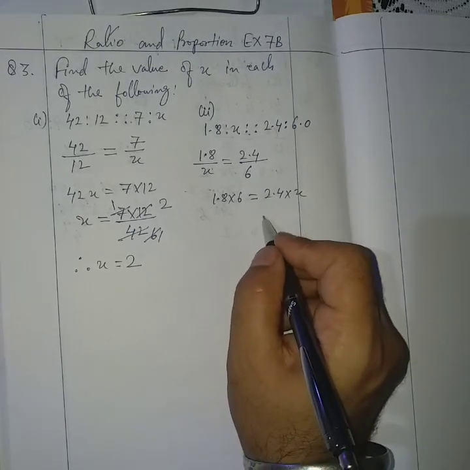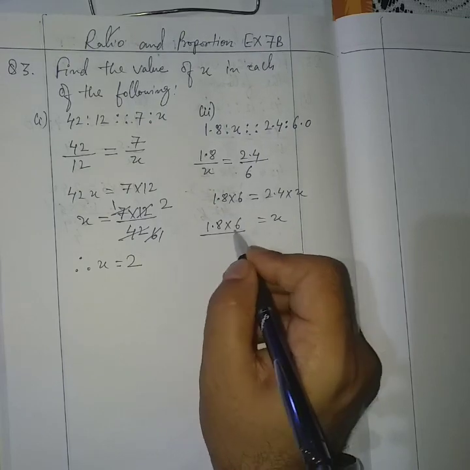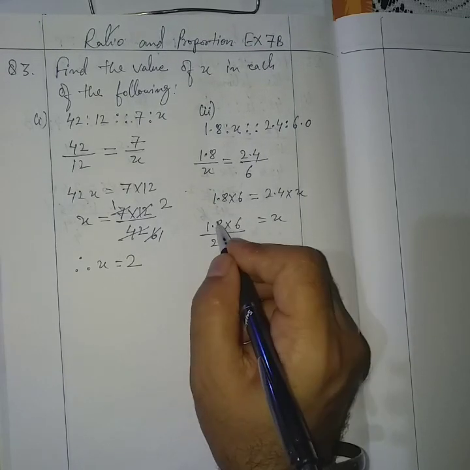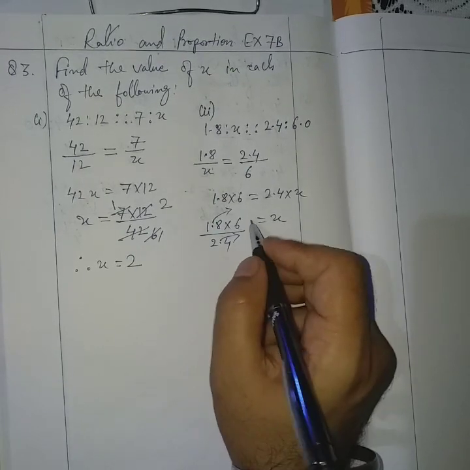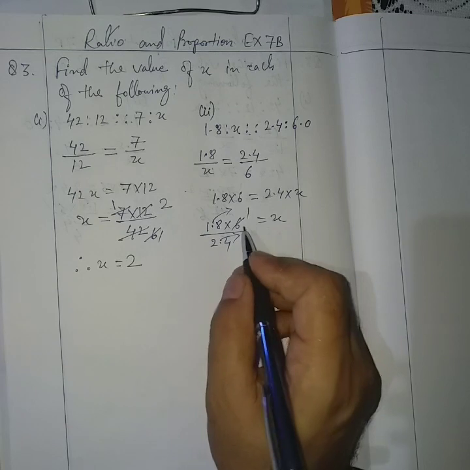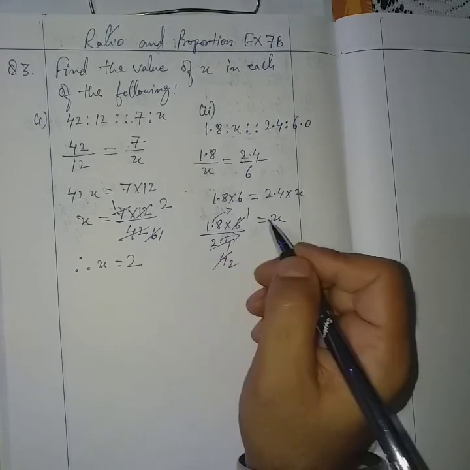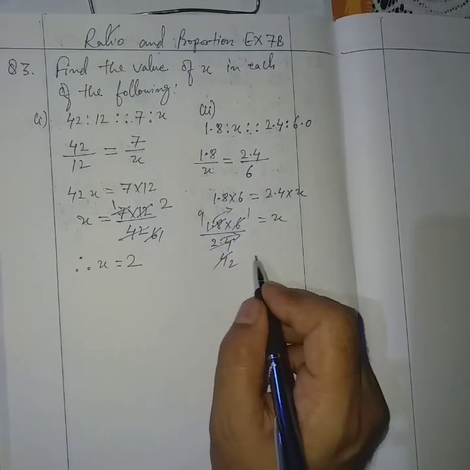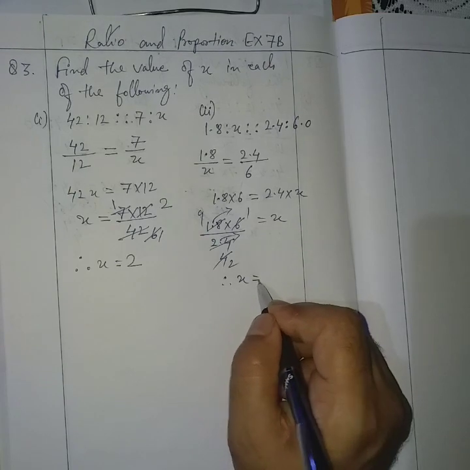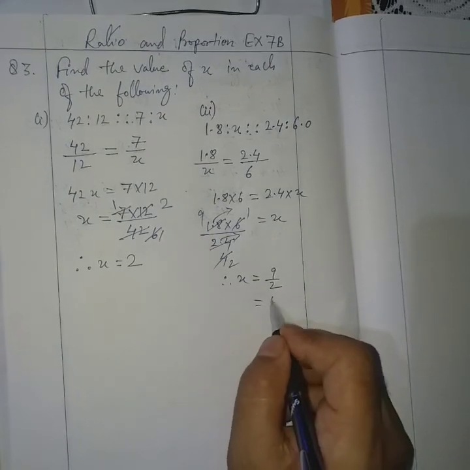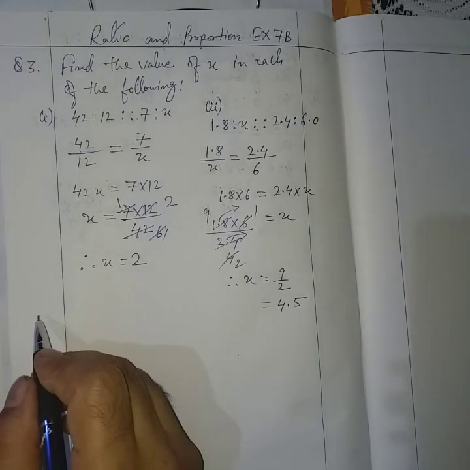So we want x alone. X will be 1.8 into 6 divided by 2.4. This decimal and this decimal cancel. Okay, 6 1s are 6, 6 4s are 24, 2 2s are 4, and 2 9s are 18. So 9 by 2, 9 by 2 is how much? Therefore x is equal to 9 by 2, which is equal to 4.5.